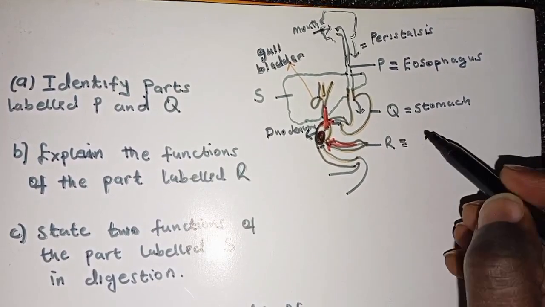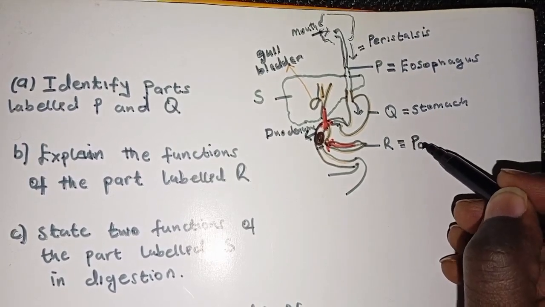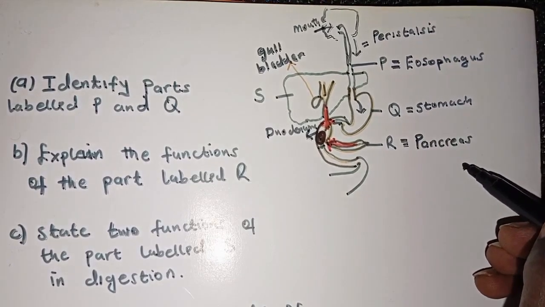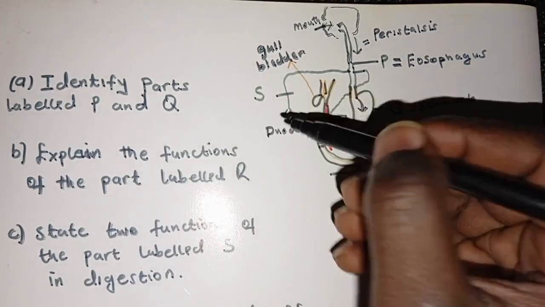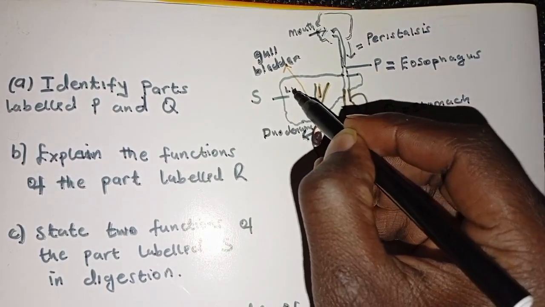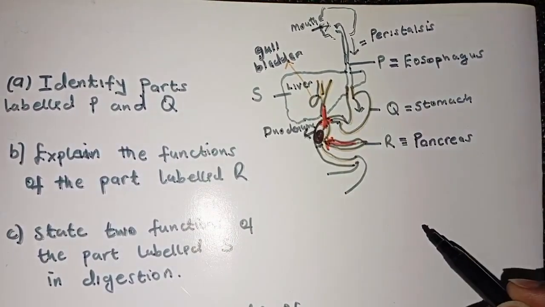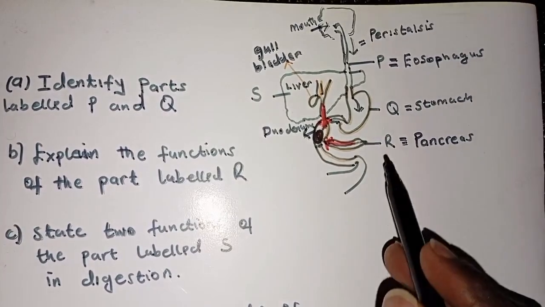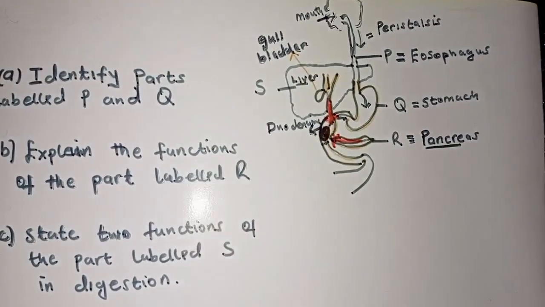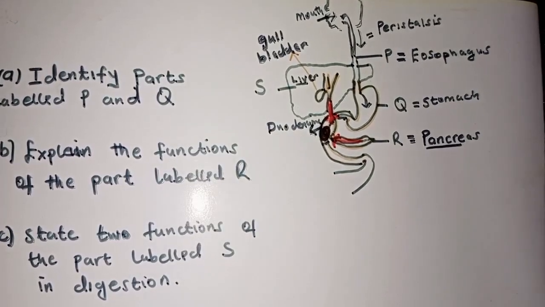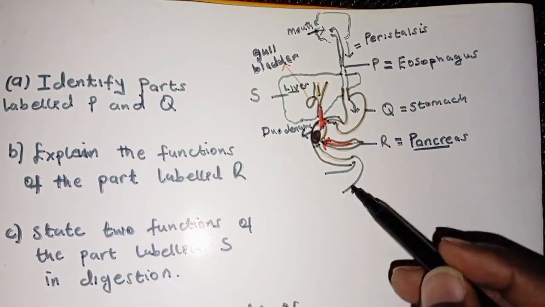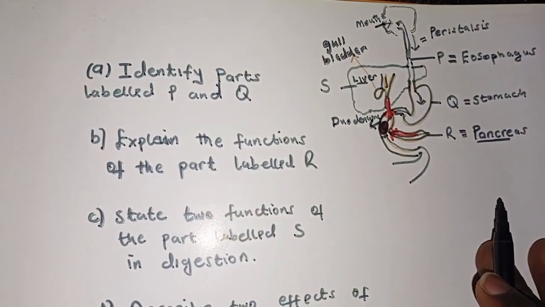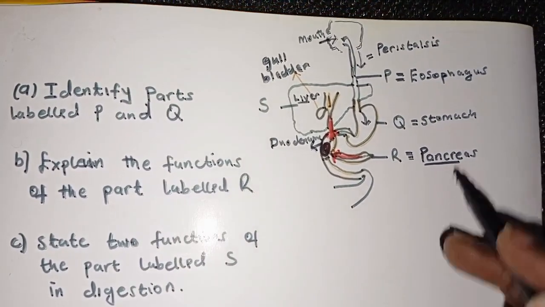Now R is the pancreas, a very special and important organ, which is part of the digestive system. It's called the pancreas. And S happens to be the liver. This structure is the liver, which is found there. It is also what we call an accessory organ. So the pancreas and the liver are accessory organs. They're not really part of the alimentary canal, but they join it to help with digestion. So to answer these questions, identify parts labeled P and Q. We've already identified them.